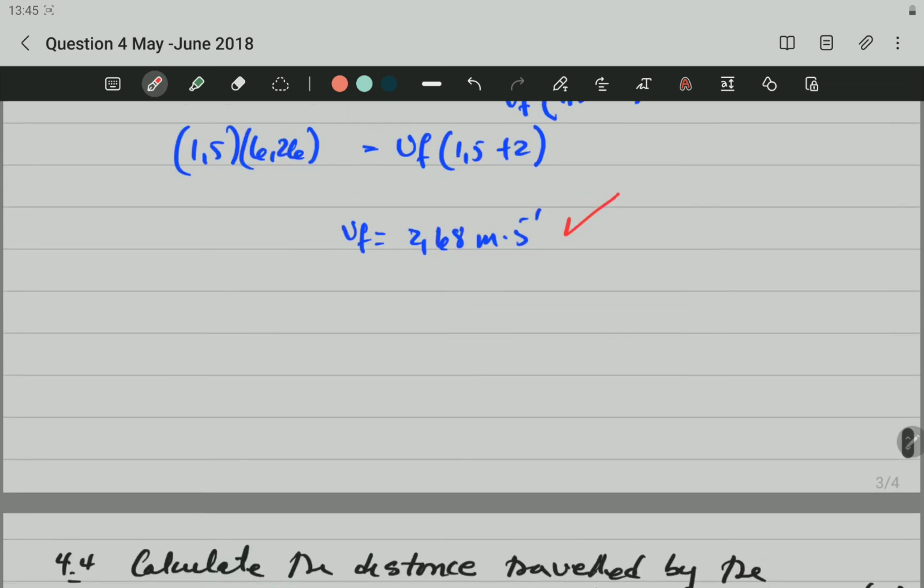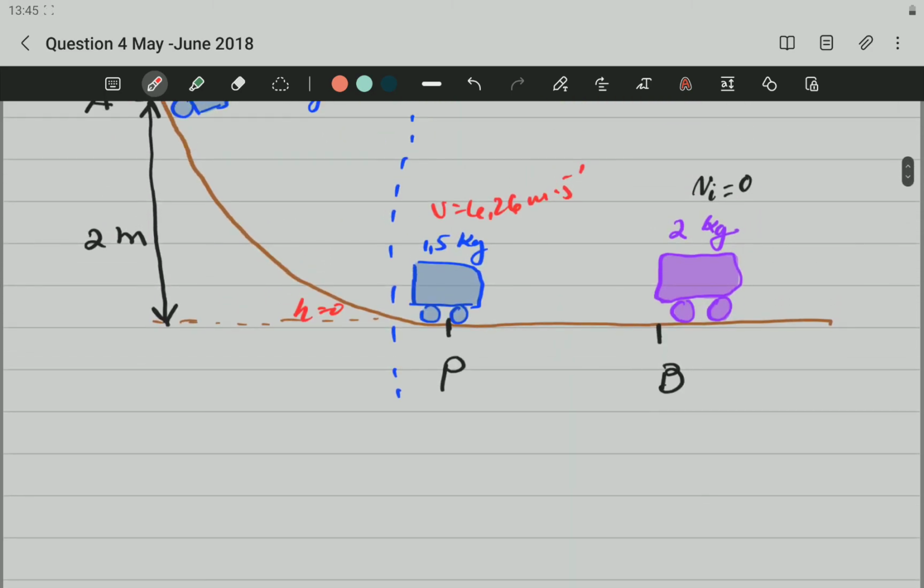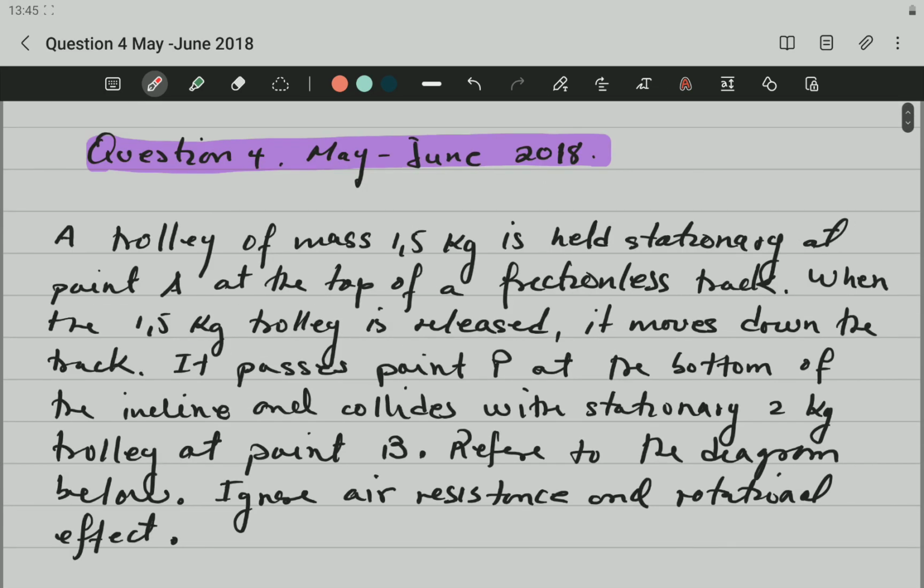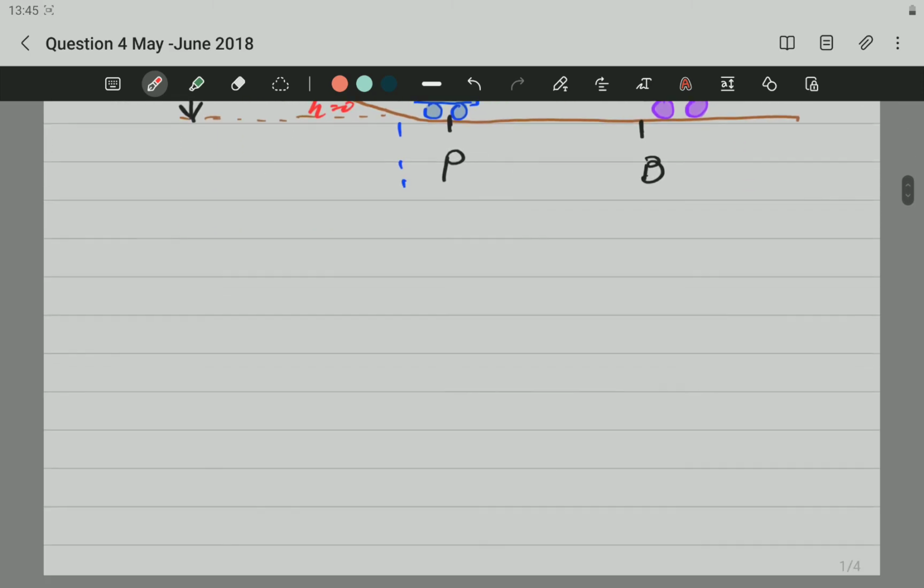I hope this question helped you. It's about momentum, but there are other topics that may be asked in the upcoming exams, not only the control test, but I'm thinking perhaps the June or the September.